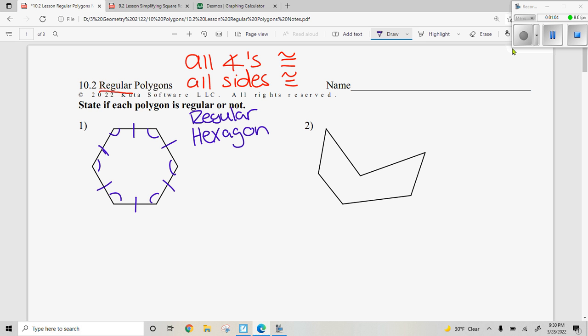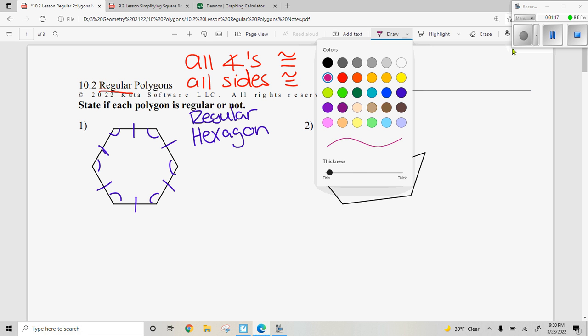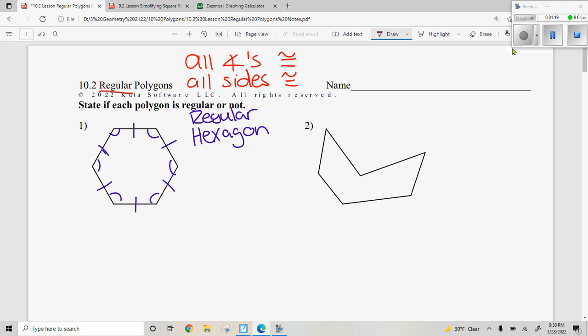The regular polygons are the ones that we're typically used to seeing. You know, like a regular octagon is a stop sign, a regular pentagon. Those are the ones that we're used to seeing. So when we see something like this, we can tell right away that the sides are not all the same. The angles are certainly not all the same, and so we would say this is not regular.